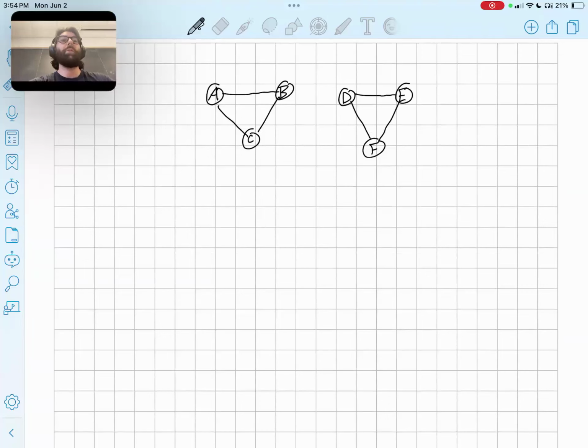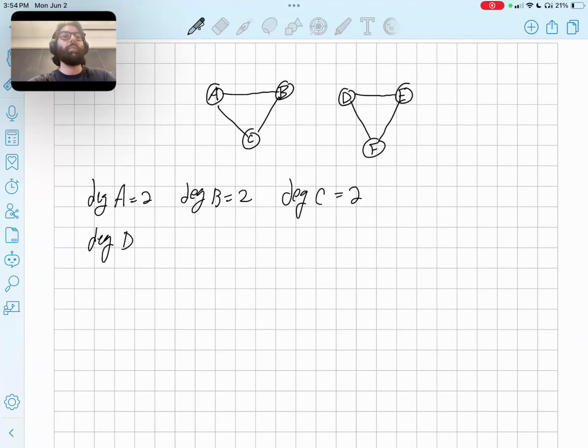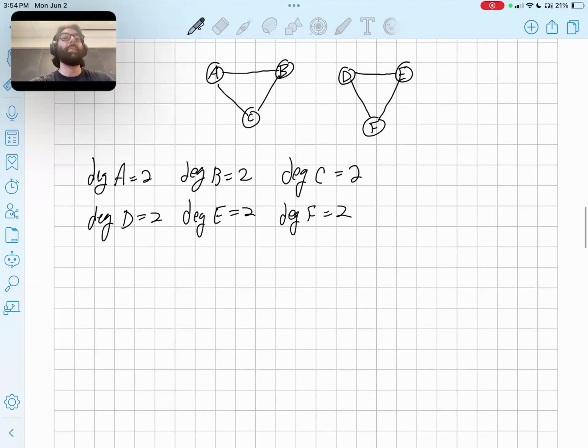So let's look at the degrees. The degree of A is 2. The degree of B is 2. All the degrees of all the vertices are going to be 2. Everything has degree 2, but it's not connected.